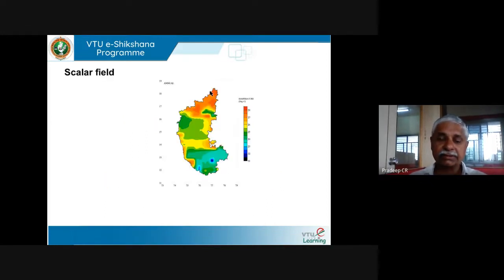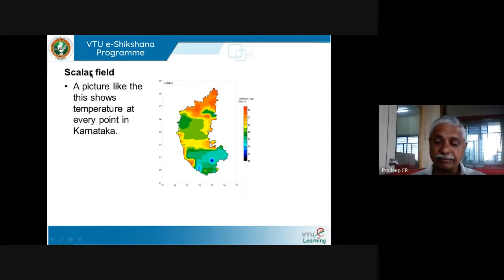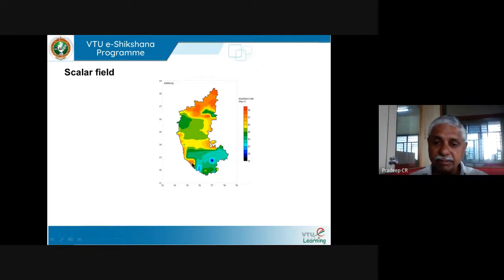So let us go slowly. I need to introduce a couple of concepts. Initially, it may sound as if a lot of words, but these are very useful. So understand carefully. First, I want to talk about what is a scalar field. You must have seen a picture like this.